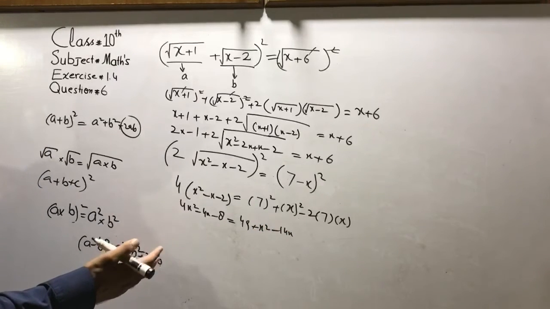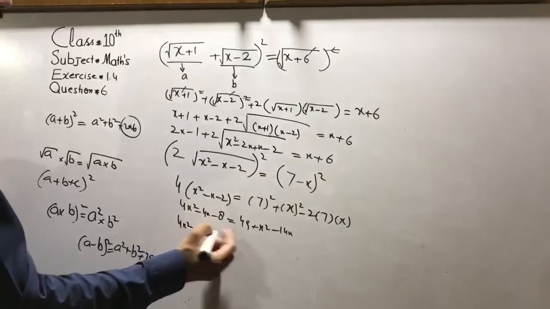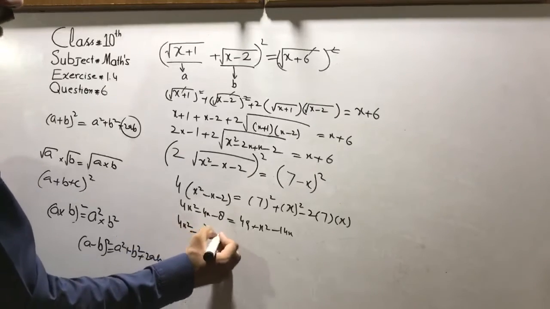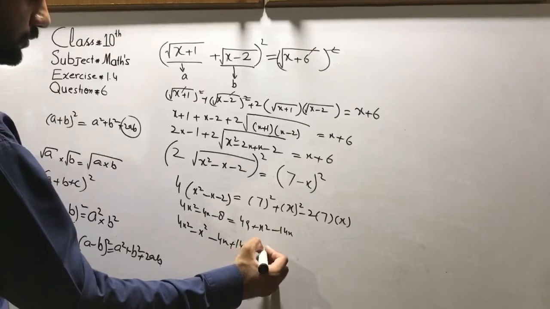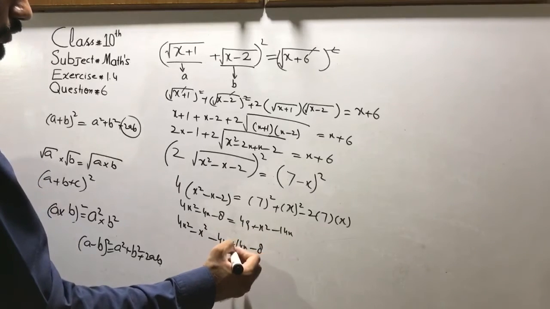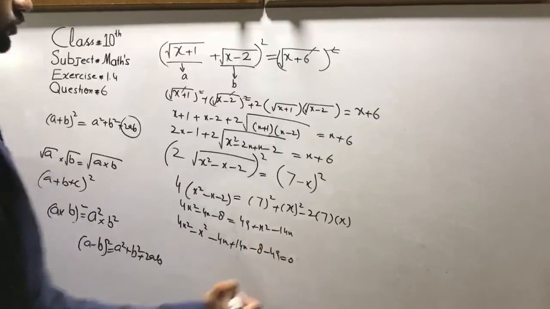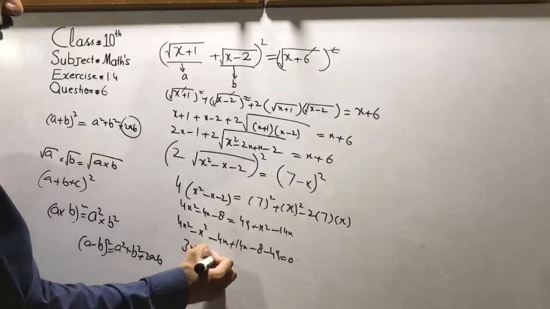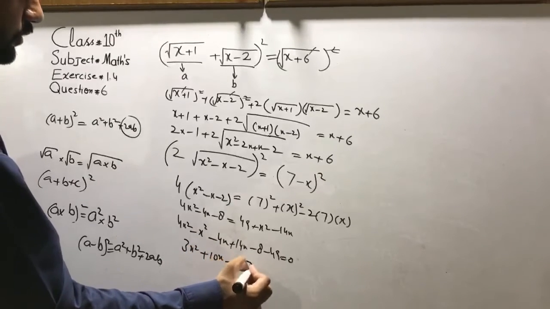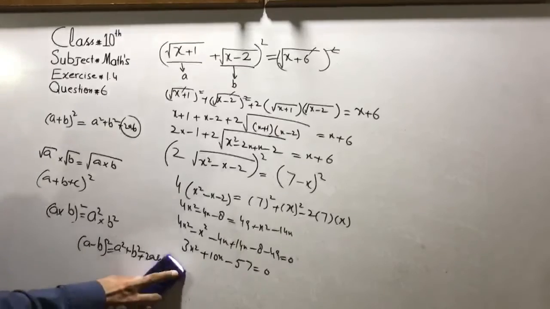Now we change it into the standard form of a quadratic equation. Here we get 4x square minus x square, which becomes 3x square, and minus 4x plus 14x becomes plus 10x here, and minus 8 minus 49 gives minus 57, is equal to 0. Now we get 3x square plus 10x minus 57 is equal to 0. When we multiply 57 and 3, we get 171.